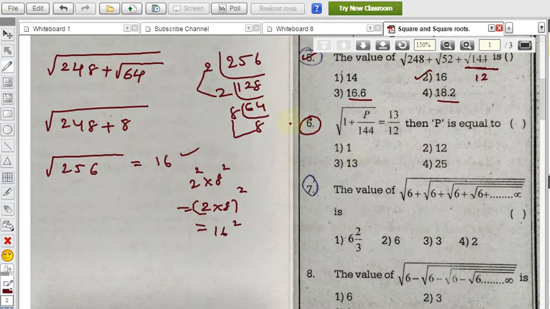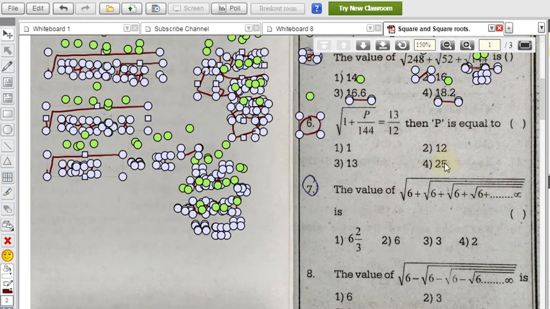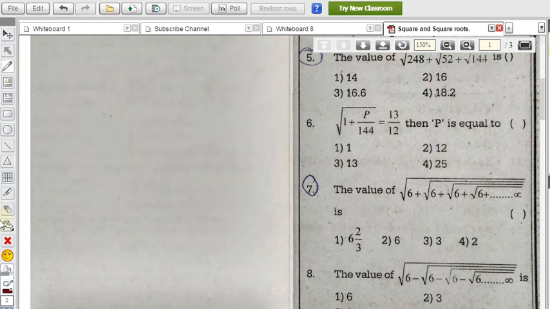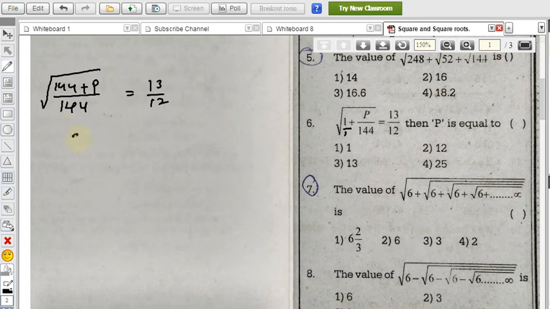Sixth one, root 1 plus p by 144 is equal to 13 by 12. Then p is equal to dash. Let me take the square root of 1 plus p by 144. Do LCM in this. So 144 is the LCM. 144 plus p, because 1 means 1 by 1. 144 plus p is equal to 13 by 12. So do squaring on both sides. If you do squaring on both sides, 144 plus p by 144 is equal to 13 square by 12 square, because square and root cancel.